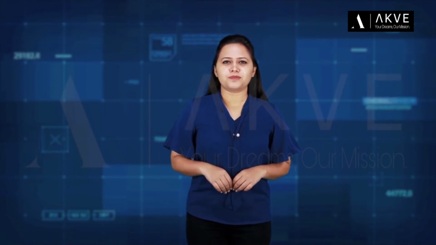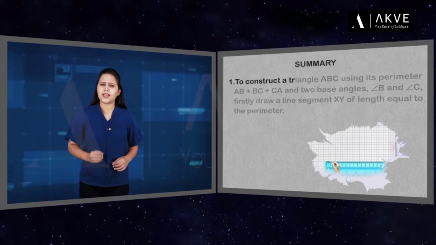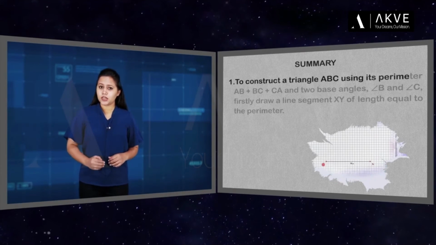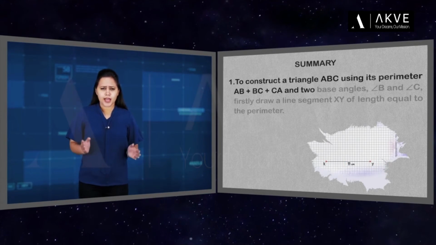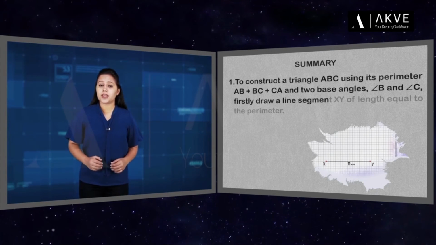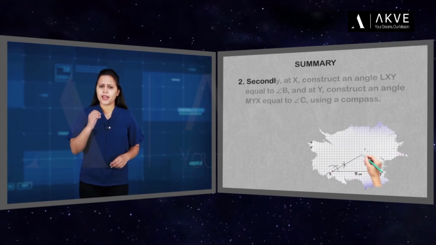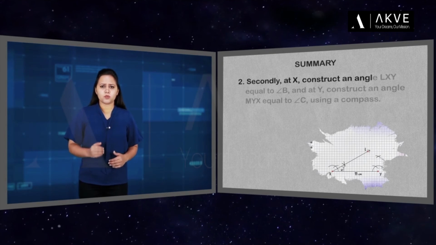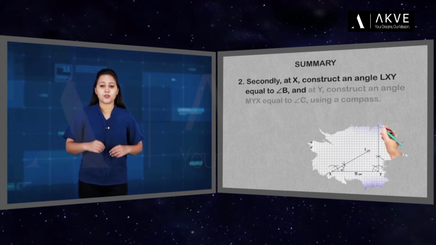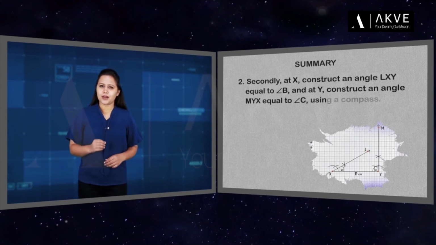So guys, I hope you understood the construction well and will try constructing more triangles on your own. Now let's quickly summarize what we have learned so far. To construct a triangle ABC using its perimeter AB plus BC plus CA and 2 base angles, angle B and angle C, firstly, draw the line segment XY of length equal to the perimeter. Secondly, at X, construct an angle LXY equal to angle B, and at Y, construct an angle MYX equal to angle C using a compass.